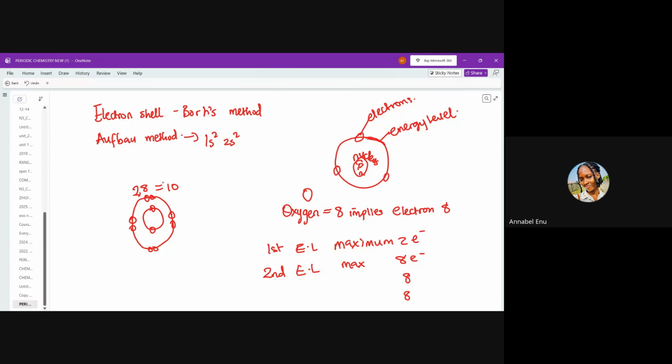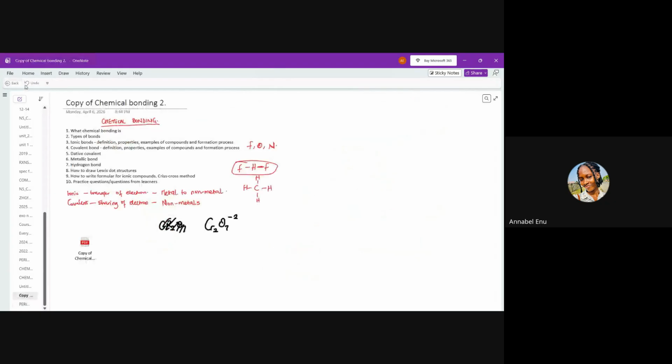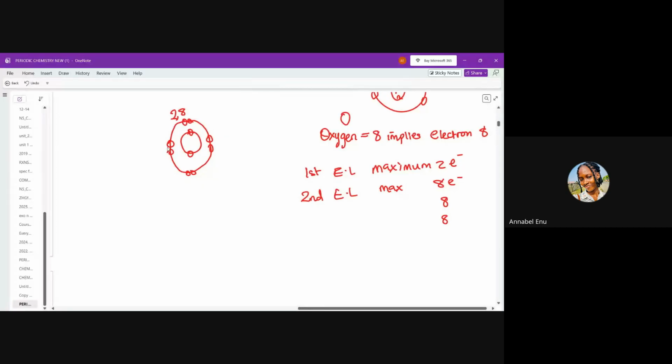Okay, so that means we are going to be removing 2 of the electrons. Okay, so we're going to remove 2 of the electrons. So this will now be 2, 6. Together, it will give us 8.